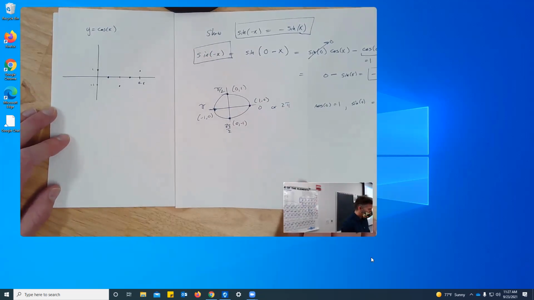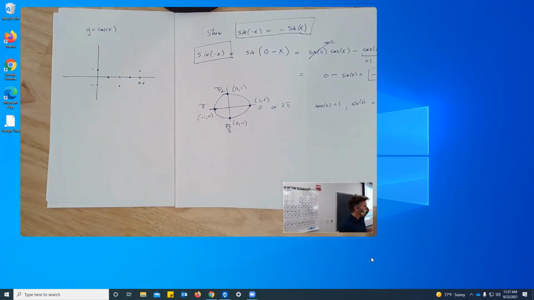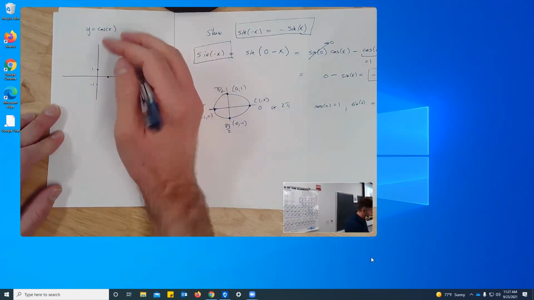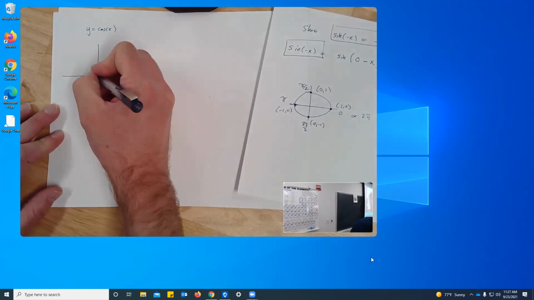There's the whole period. If you're drawing sine or cosine, try to make it look nice and curvy. It shouldn't look like an absolute value. I've definitely seen people draw this very pointily. It shouldn't be pointy, it should be nice.